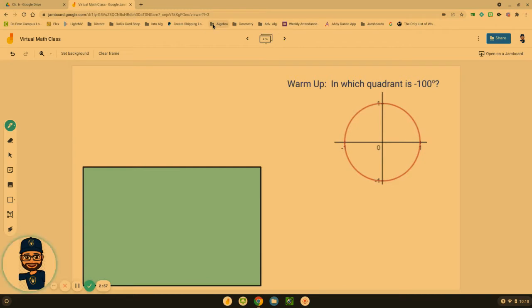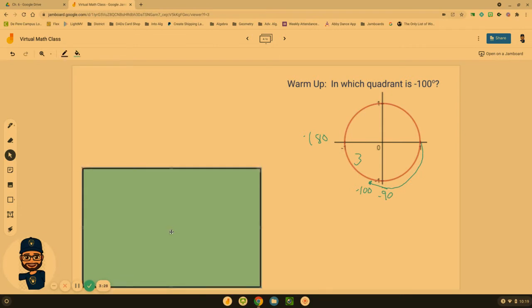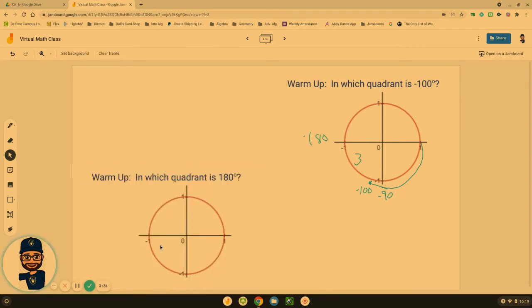In which quadrant is negative 100? Once again, it's negative, so if we start at 1, 0, like we're always supposed to start, if I go this way, this spot right there is negative 90 degrees. If I go all the way back to this line, I get negative 180, which means I've got to go just a little bit past 90 to get negative 100 in here, which means that is quadrant number 3. So quadrant 3.